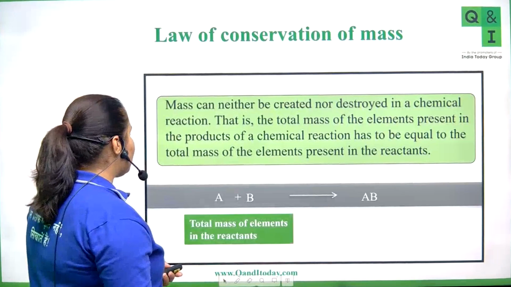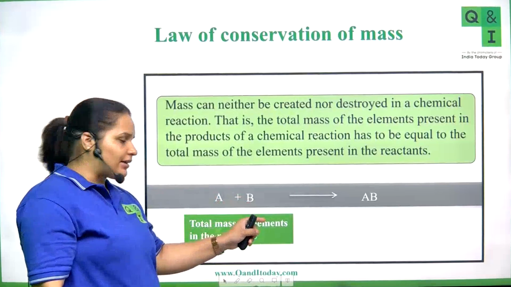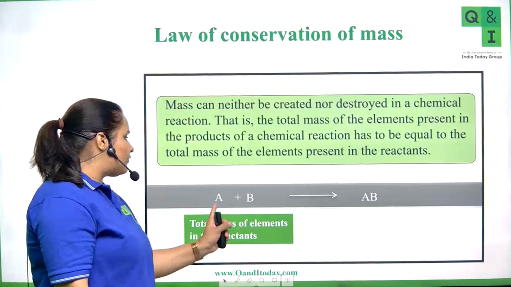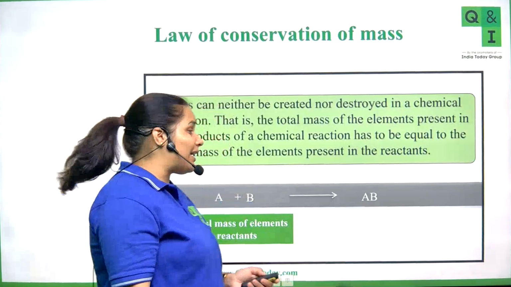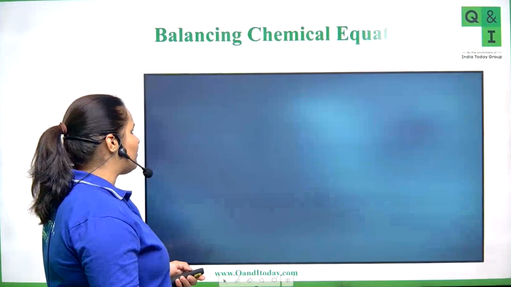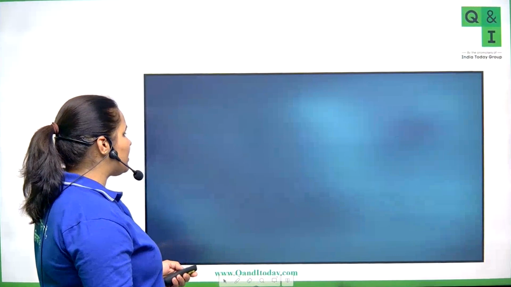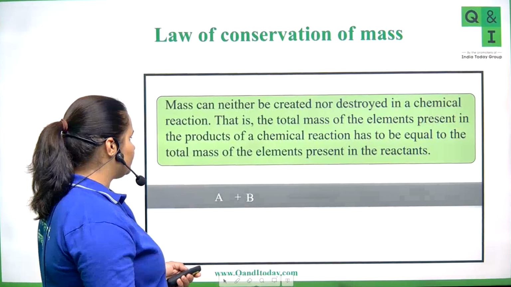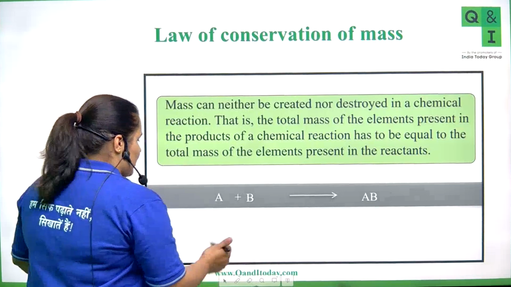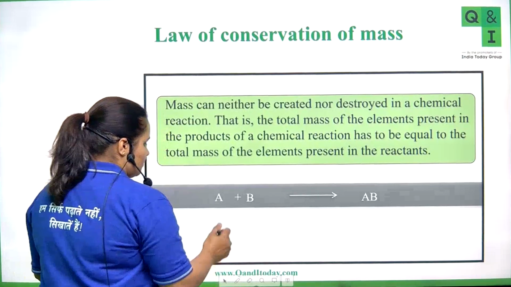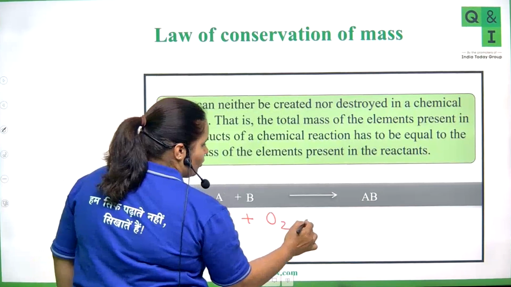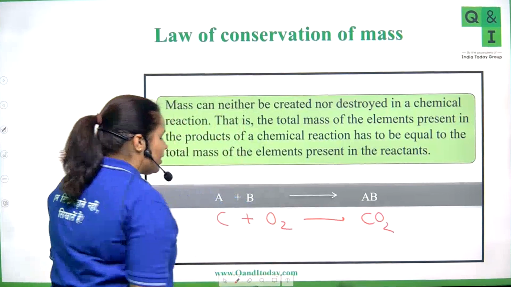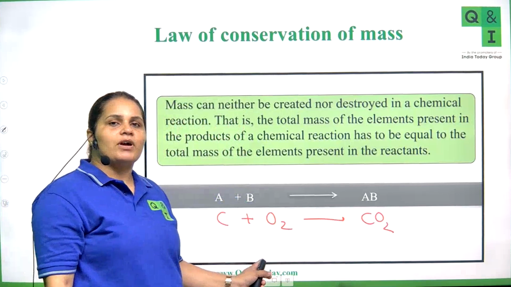If A and B are my reactants, then the total mass of A and B will be equal to the mass of AB. We can take one example here. C plus O2 giving you CO2. Now tell me, what is the molar mass of carbon?